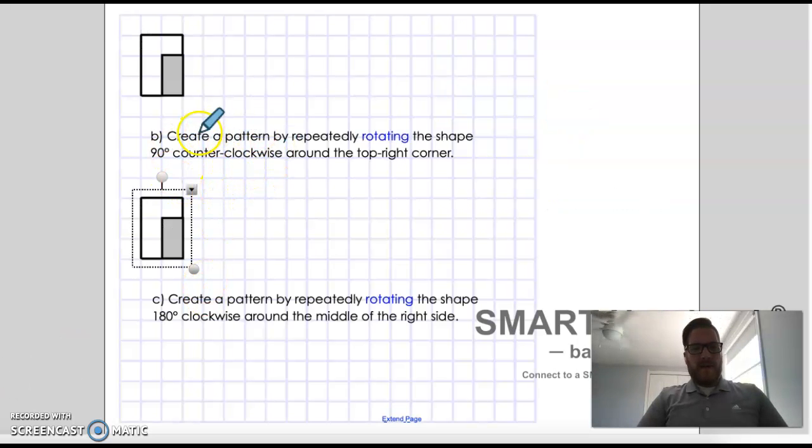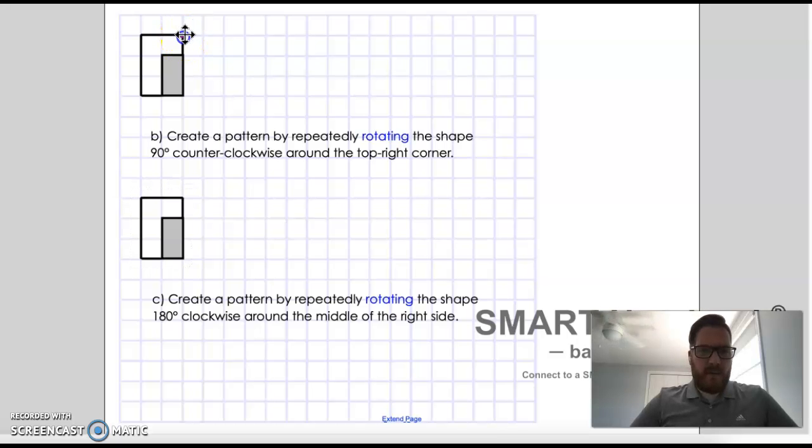This one says to create a pattern by repeatedly rotating the shape. This one says 90 degrees counterclockwise, and again, it says around the top right corner. So that's going to be up here. And so that's going to go counterclockwise. And so my first shape goes a quarter turn counterclockwise. And now that stuff's going to be up here.